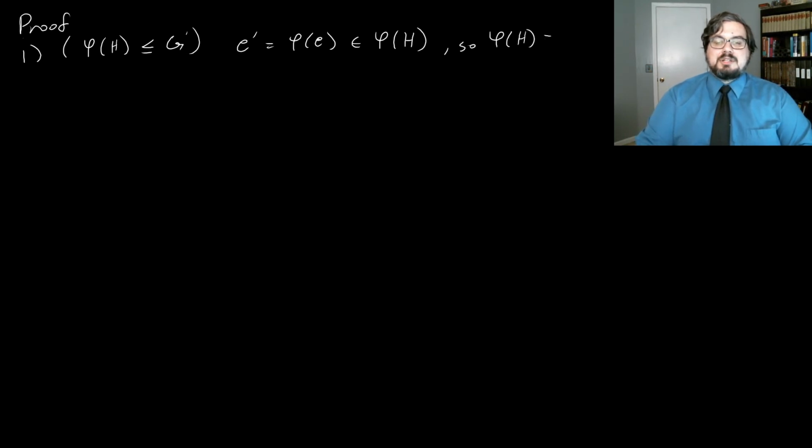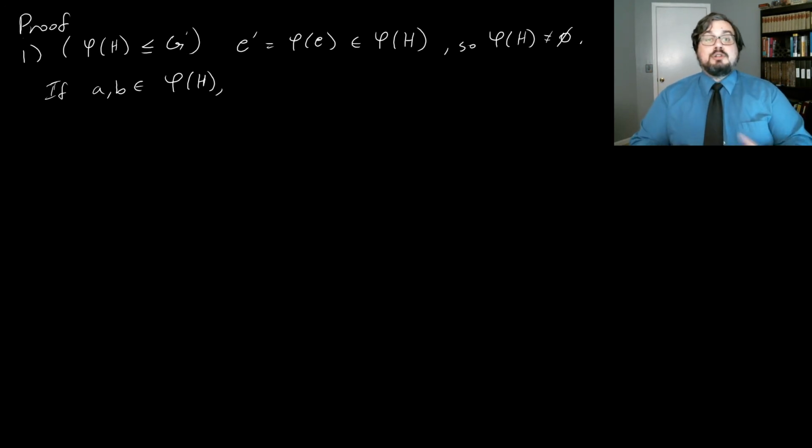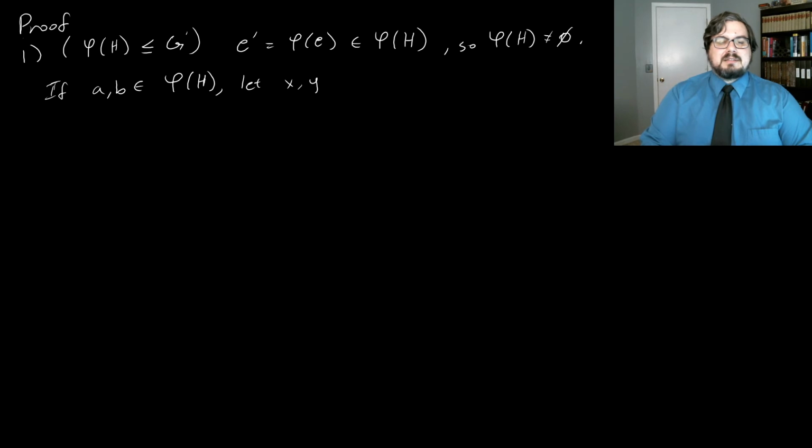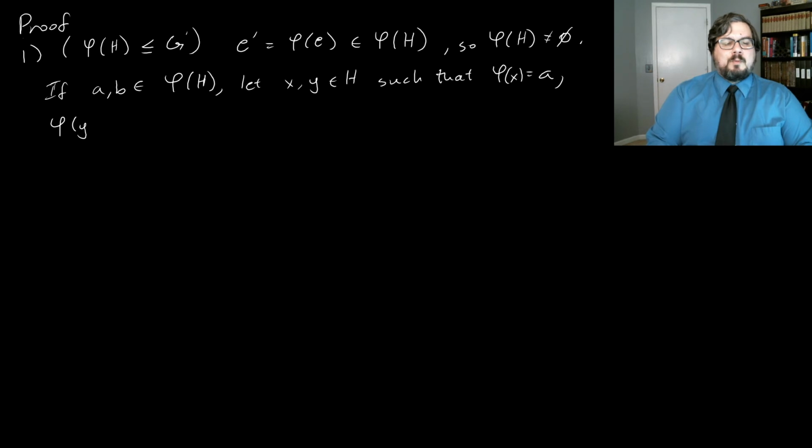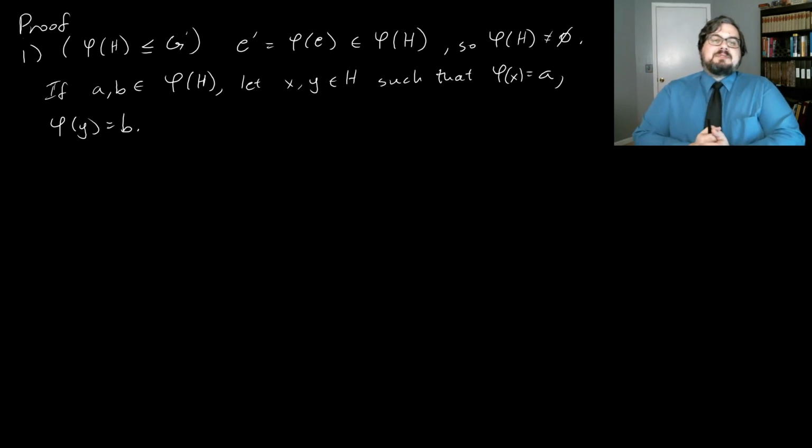So that means that phi of H is non-empty. And then if A and B belong to phi of H, the thing that we do here is what we do a lot of times, is we're going to let X and Y belong to H such that phi of X equals A and phi of Y equals B. Many times we're going to want to prove something about phi of H, which means that the one thing that we know about the elements of phi of H is that they are the images of some element of H under the homomorphism phi. So we work with that.